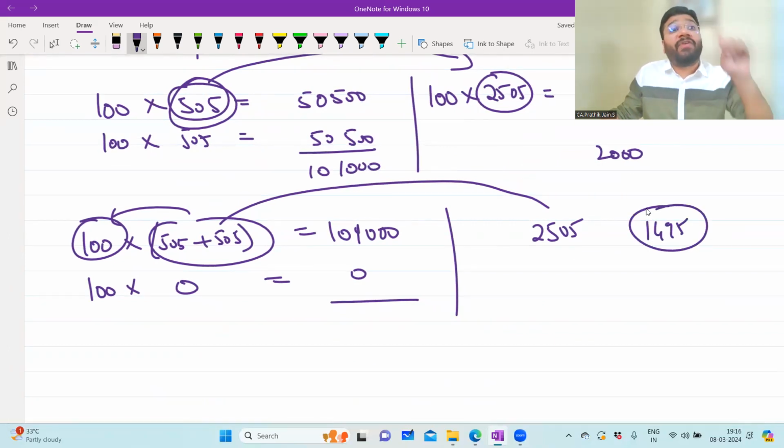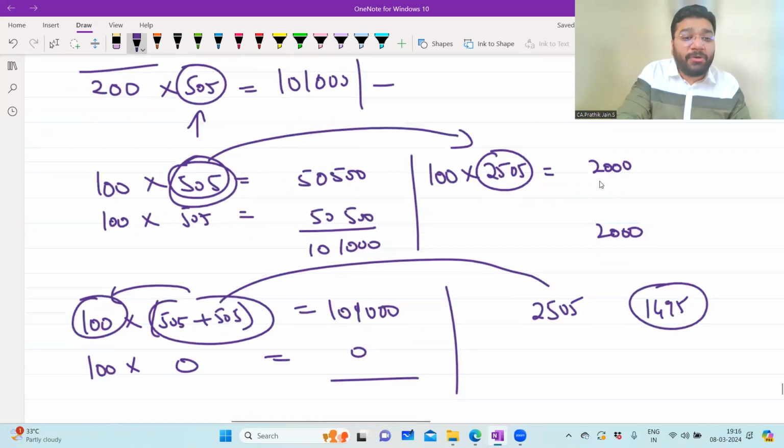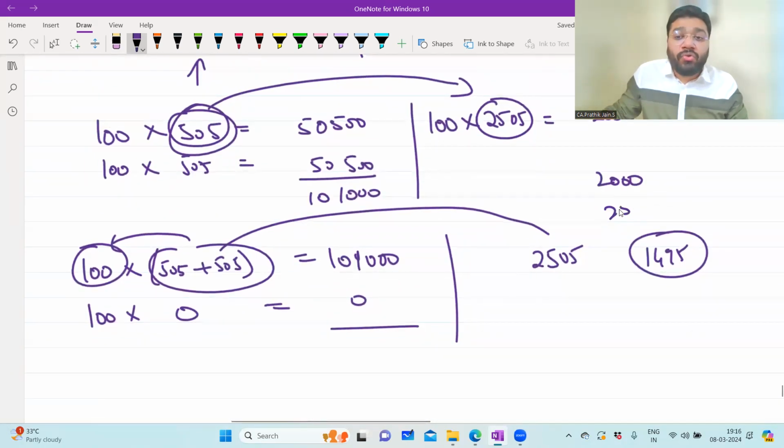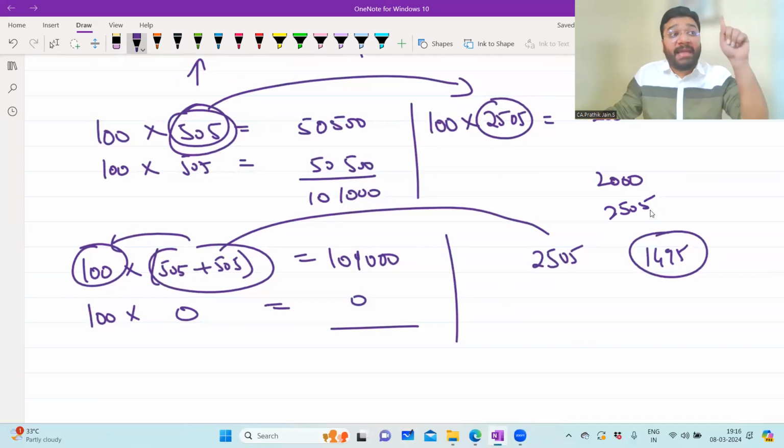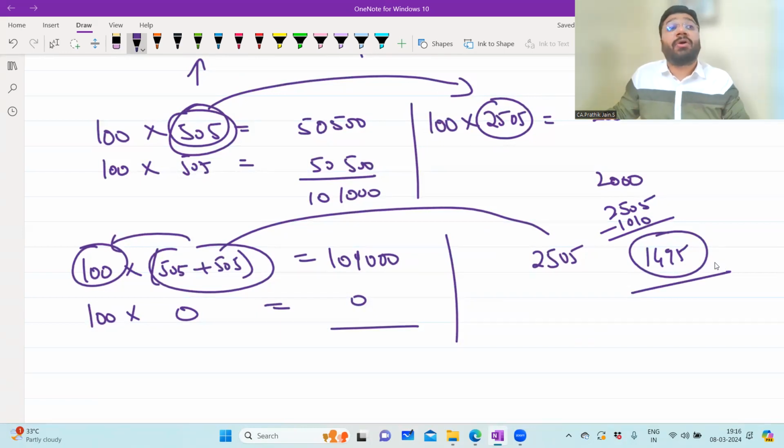1,495 is the profit on the first 100 shares. Sir, he invested 1,010 rupees. Correct? No? How much did he invest? 1,010 rupees. So now 2,505 is the total sale value. He's selling it for 2,505. How much did he invest? 1,110 rupees. So what is the profit he's getting per share on the first 100 shares?